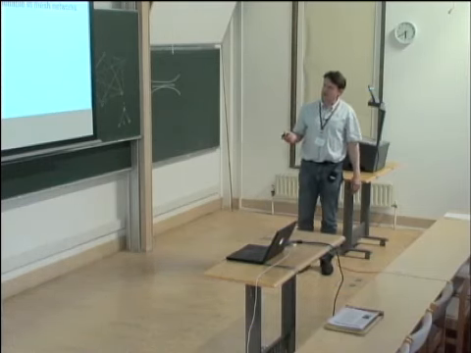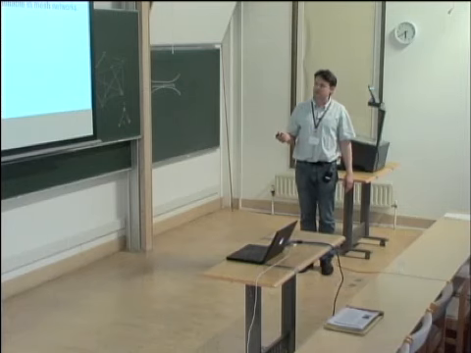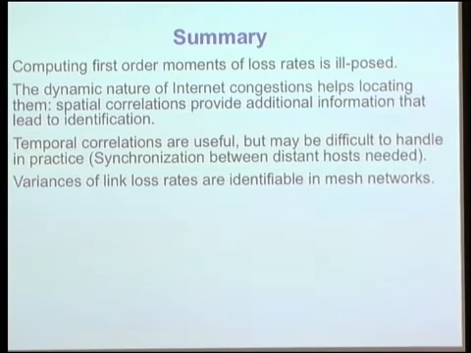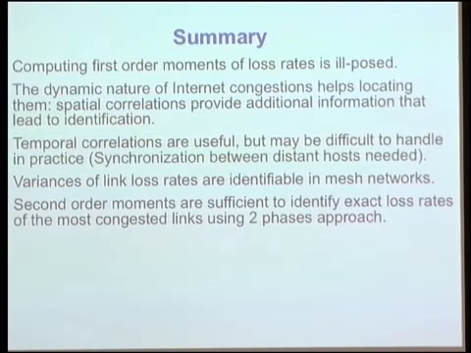And so higher order moments, it's something which is known for traffic matrix identification. Well, it's the same property that holds here for network performance tomography, so the dual problem, are identifiable in a mesh network. Second order moments are sufficient to identify the exact loss rate for the most congested links.